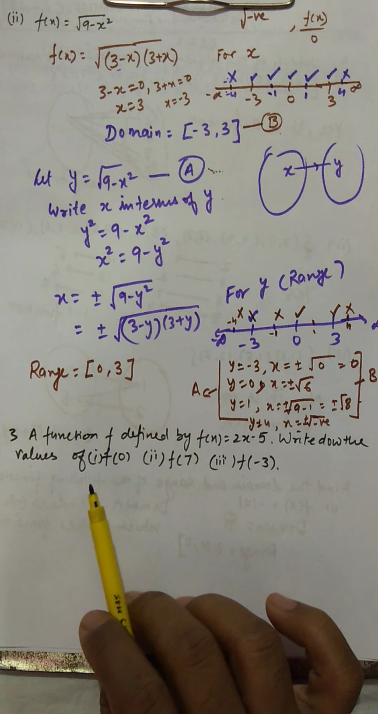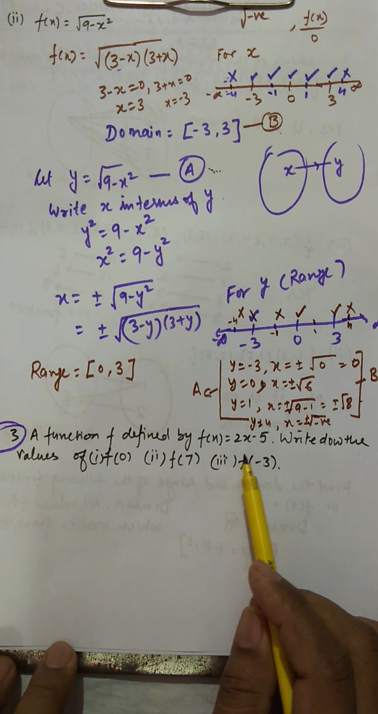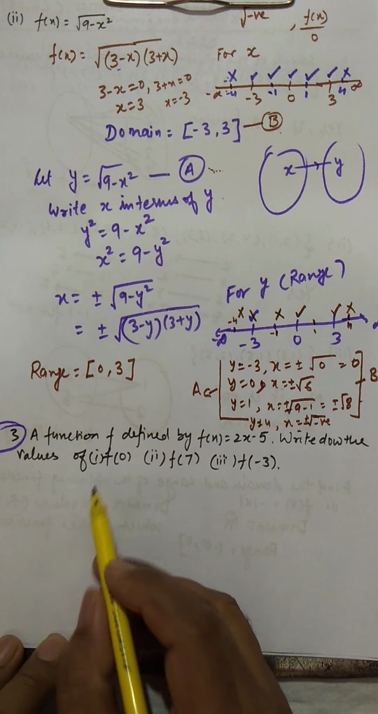Now next question is question number 3. A function f is defined by f(x) equal to 2x minus 5. Write down the values of f(0) and f(7). So it is very simple.